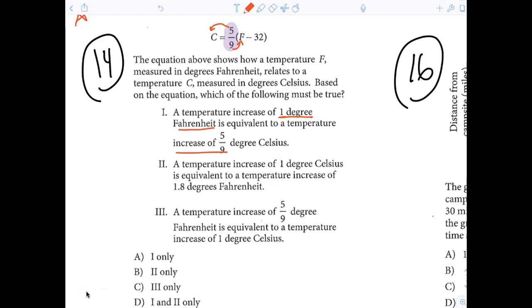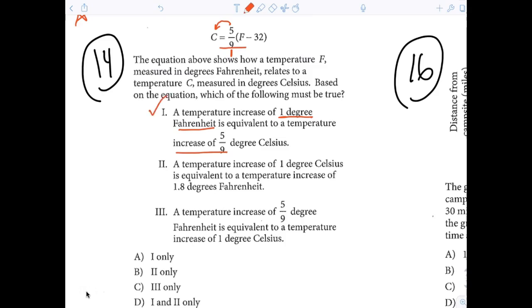So instead of looking at it as a fraction, 5/9, they want you to look at it as a fraction as what? 5/9 over 1. Think about what I just said. 5/9 can be written as (5/9)/1. So what does that mean? That means for every 5/9 degree change in what? Celsius, there is a 1 degree change in what? That's why number 1 works.